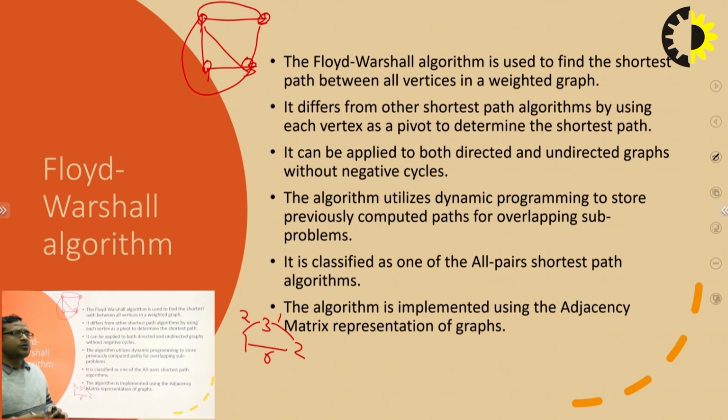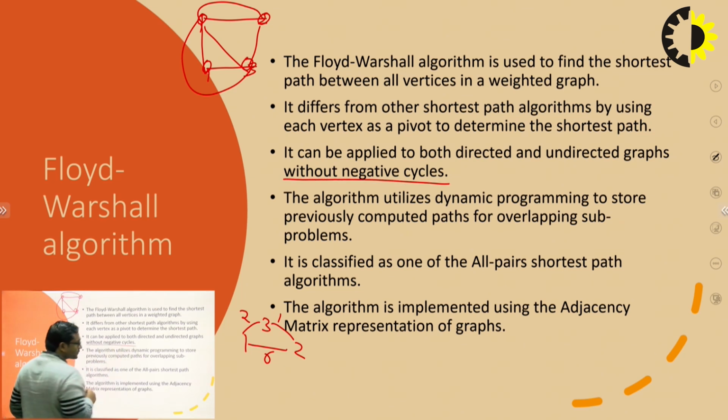It can be applied to both directed and undirected graphs without a negative cycle. So there should be no negative cycle in the graph. If there is a negative cycle, you can't apply the Floyd Warshall algorithm on that graph. Next, the algorithm utilizes dynamic programming. It is based on dynamic programming to store previously computed paths for overlapping subproblems. So it is classified as one of the all pair shortest path algorithms.